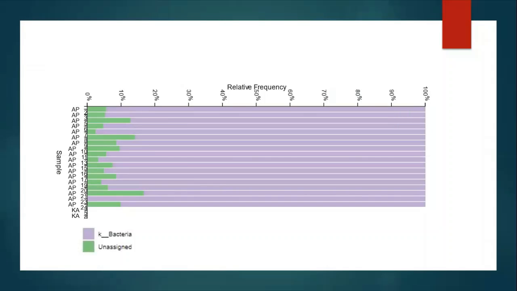Next step, looking at what we actually have. We can look at this graph, and we're able to see that the pink parts of the graph are bacteria, and the green parts are unassigned DNA that we're not quite sure what it is. So most of the samples are in fact mostly made up of bacteria, which is fantastic. That is exactly what we want.